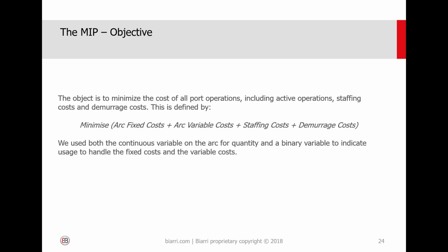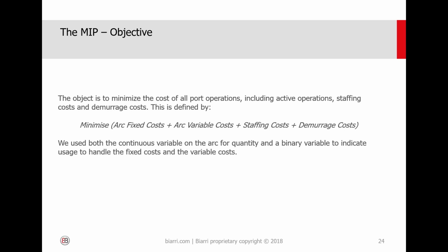And that objective function was defined as minimizing the cost of all port operations, including active operations, staffing costs, and demurrage costs. And those demurrage costs are the costs involved with having a ship wait. You don't want a ship to sit in port, not doing anything, waiting to be loaded. If we turn that at a high level into a mathematical formula, that is minimize the arc fixed costs, plus the arc variable costs, plus the staffing costs, plus demurrage costs. And most of those costs that we've discussed so far are in those arc fixed costs and arc variable costs.